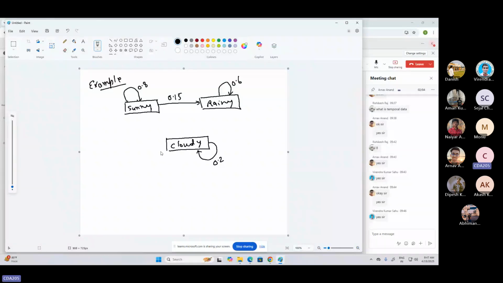Now, can anyone tell what is the probability from sunny to cloudy? Anyone? Today is sunny and tomorrow will be sunny, the probability is 0.8. Today is sunny and tomorrow is rainy, it is 0.15. Today is sunny and tomorrow will be cloudy, what is the probability?